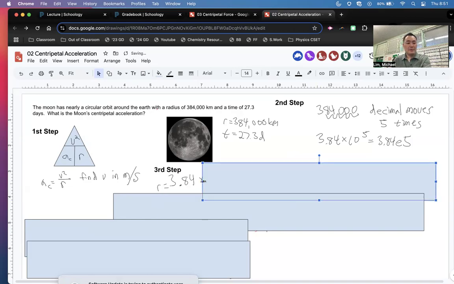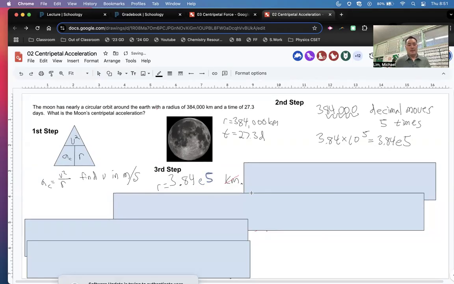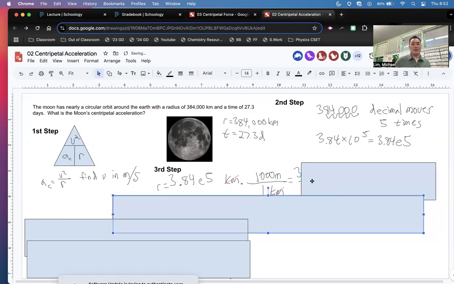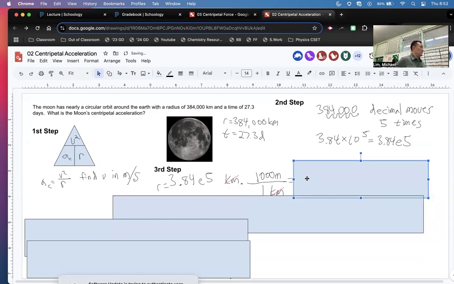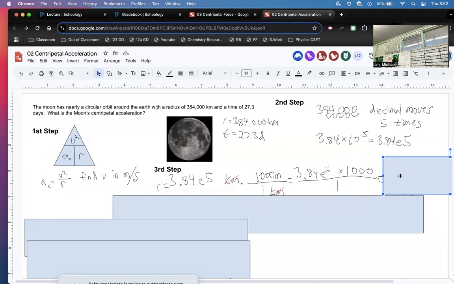So write down R equals 3.84 E5, just to be consistent, because we just learned it. Now we're going to multiply it by a fraction so that we can reduce the units to velocity units. That fraction is 1,000 over 1, representing 1,000 meters over kilometers. Kilometers will cancel out. We've done this since September. And you're left with 3.84 E5 times 1,000.